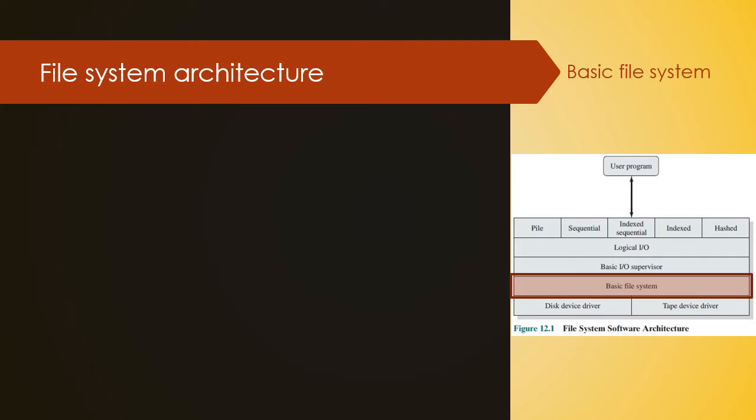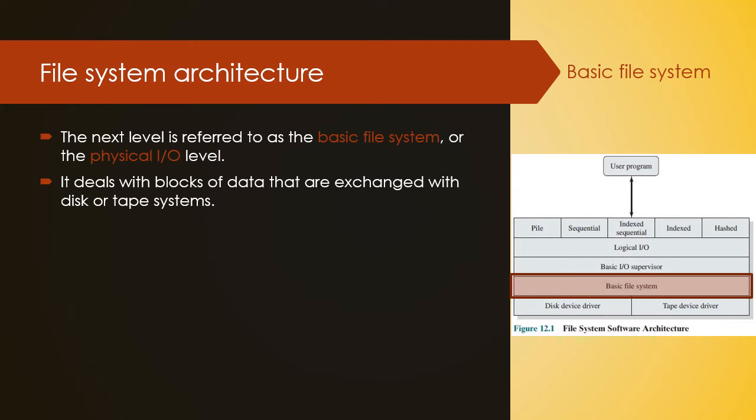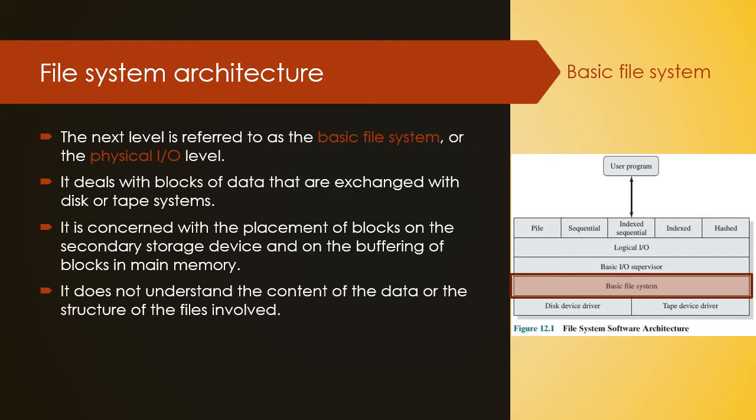Moving up, we come to the basic file system. The next level is referred to as the basic file system or the physical I/O level. It deals with blocks of data that are exchanged with disk or tape systems. It is concerned with the placement of blocks on the secondary storage device and on the buffering of blocks in main memory. It does not understand the content of the data or the structure of the files involved. It is often considered part of the operating system.